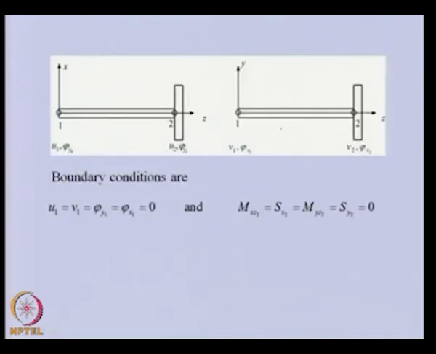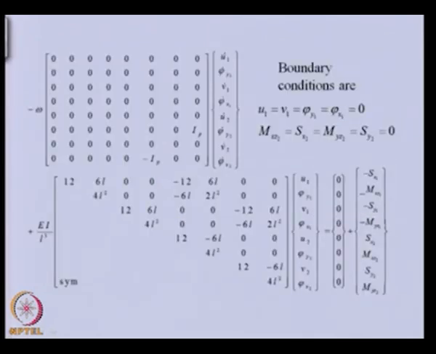So we have 2 elements, one element, and this node 1 is fixed. So all the displacements, linear and angular displacements, will be 0 there. This is the free end, so we will be having shear force and bending moment at node 2 as 0. So these boundary conditions we can apply here.